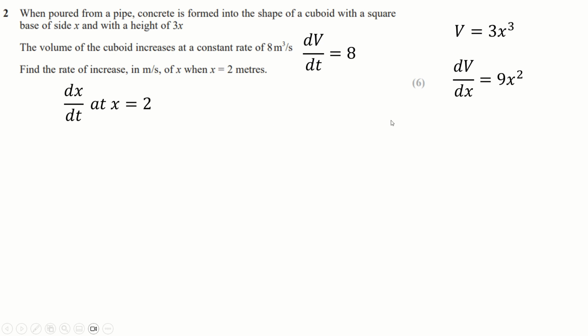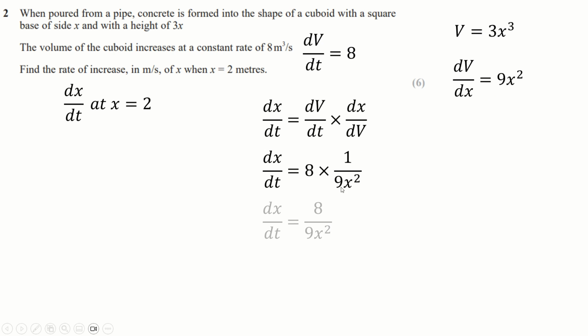I'm being asked for the rate of increase, so dx by dt when x is 2. How do I get dx by dt? Well, I can use these two things here, right? Because dx by dt is going to be dV by dt times dx by dV, because these two things can cancel, and you'll be left with dx by dt. Now, dV by dt is just 8, as I've said here. dx by dV is this upside down, so it's that. And this is just 8 over 9x squared, and at x equals 2, that's going to be 8 over 36, which is 2 over 9, and we're done.